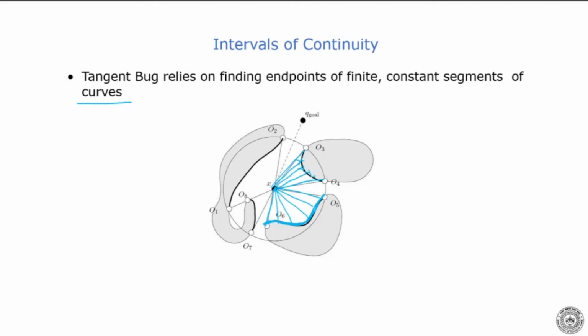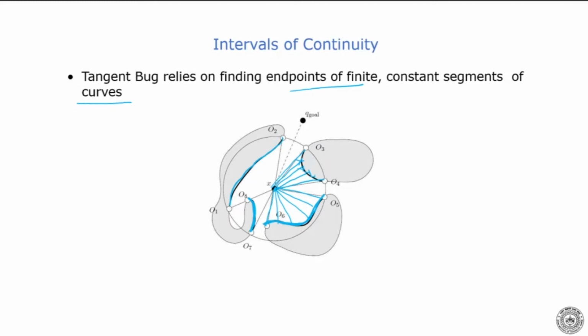Okay, and because I know what the sweep angle theta is, I also know what the orientation is. So now the range sensor has given me more information: it is also telling me the shape of the object here. Now the tangent bug algorithm basically relies on finding endpoints of finite constant segments of the curves.